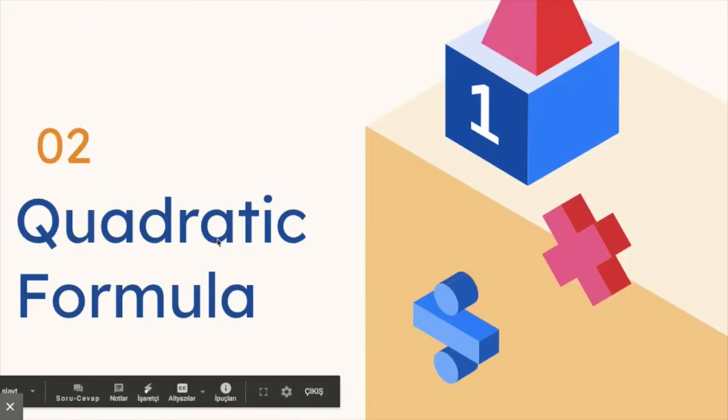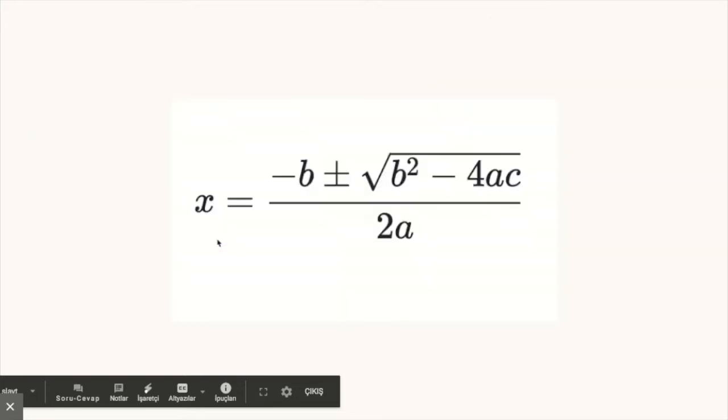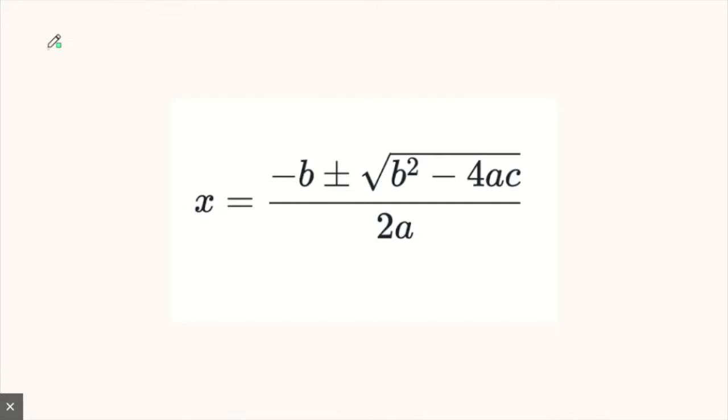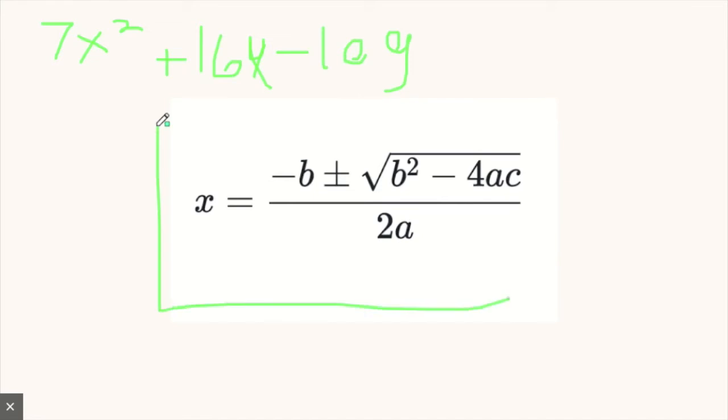Now let's move on to the quadratic formula. This is the formula we have. Sometimes we get something that we can't easily factor. For example, 7x squared plus 16x minus 109. You can't easily factor this. So what we do is we use the quadratic formula.